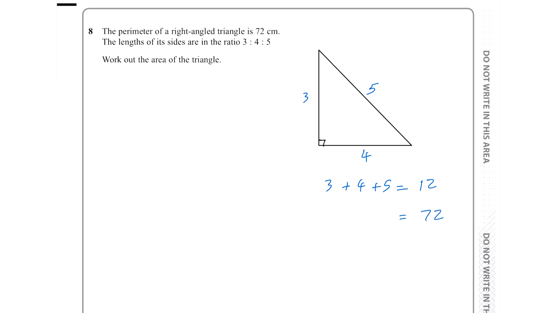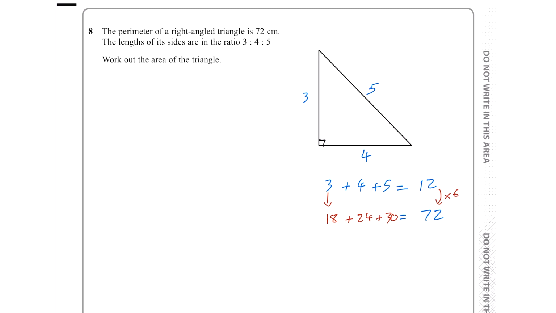Again, I'll use a slightly different color here because it can make it a little bit easier. Well, to go from here to here, I'm timesing it by 6. So let's times all of these values by 6. So 3 times 6 becomes 18, 4 times 6 becomes 24, and 5 times 6 becomes 30, and all of them add up to 72. So now you know what the actual lengths are.